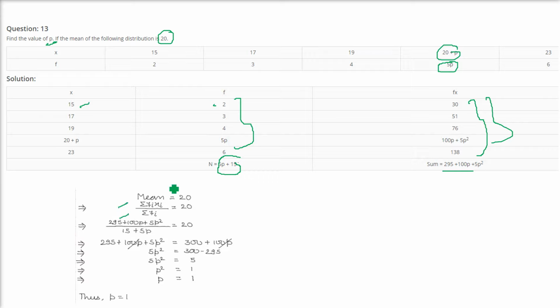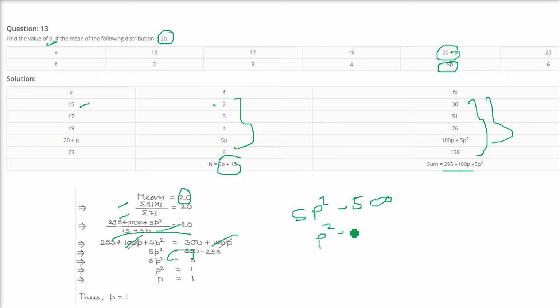Now sigma fx by sigma f is what? Mean. Mean is given as 20. So let us equate it. Multiply this. When we take this, 100p cancels, you get 295 plus 5p square equal to 300. Bring this 295 here. You get 5p square equal to 5. So 5p square minus 5, I am bringing 5 here, will be equal to 0.